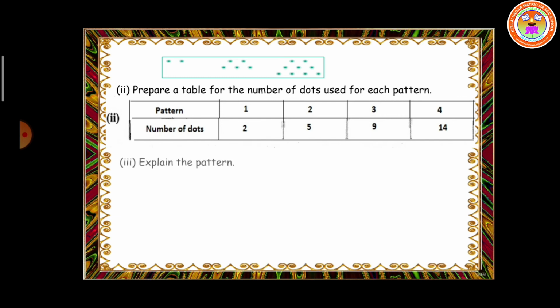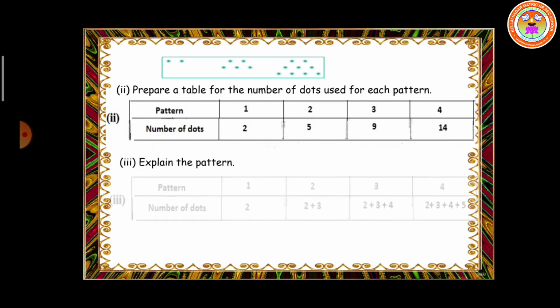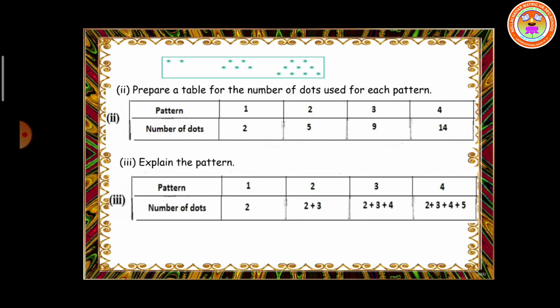Third question, explain the pattern. Same table, 2, 5, how the 5 will come? 2 plus 3, 5. 2 plus 3 plus 4, 9. 2 plus 3 plus 4 plus 5, 14.